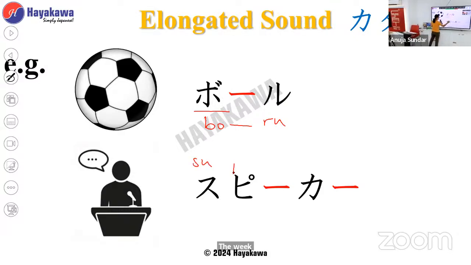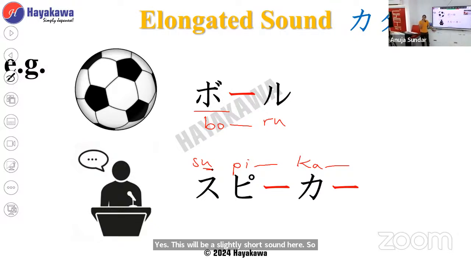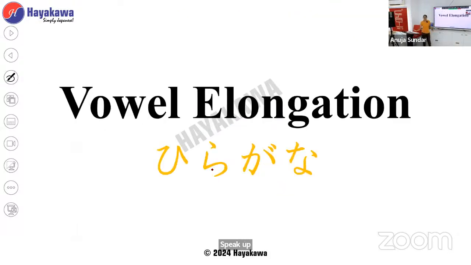Supika. This will be a slightly short sound here. So speaka is also fine, or supika. Both of these are okay. Yes, you can try it once. Supika. So long vowel, pretty easy in katakana.